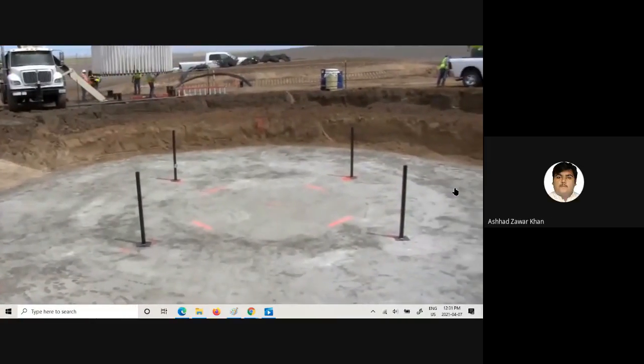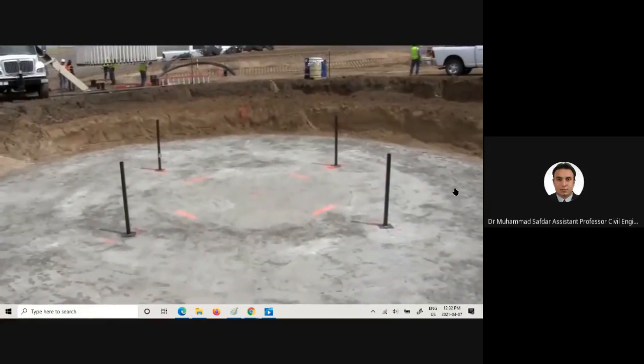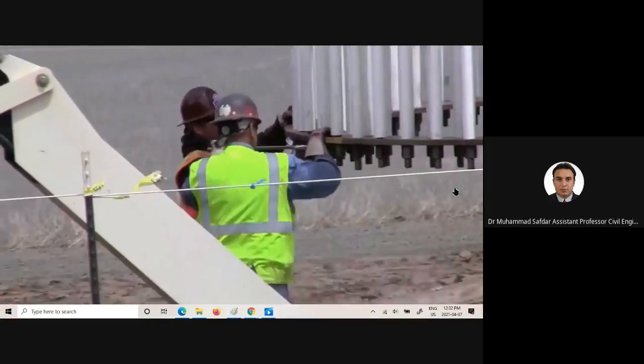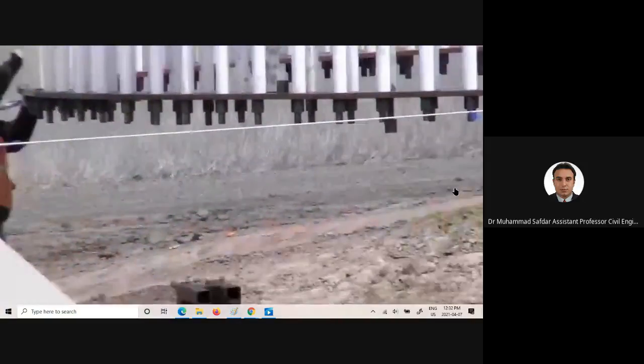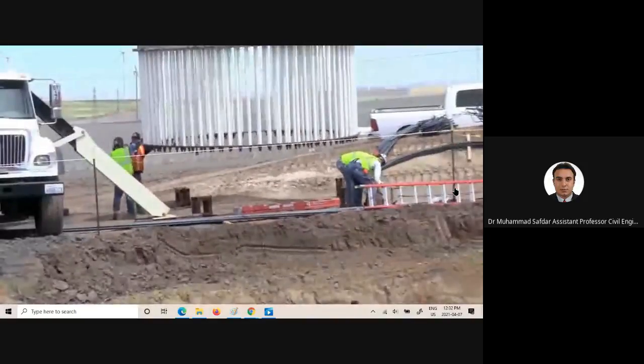Please confirm. Yes, sir. Okay, so that's how. And the interesting thing is that these types of foundations, the onshore foundations, are also constructed in Balochistan, also in Sindh, Jambir area. So that's how the construction process goes.